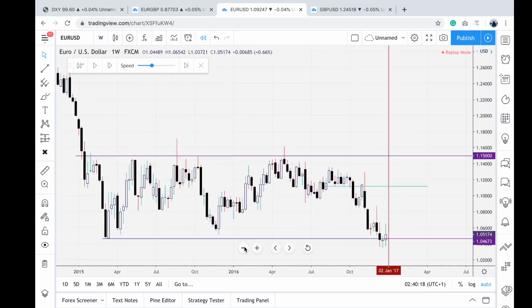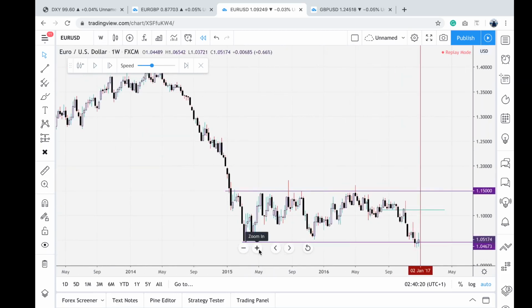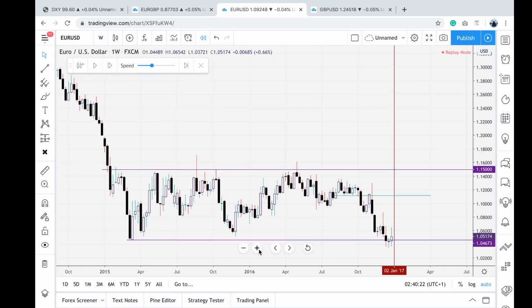Now I want you guys to pay attention to what price is doing. Oftentimes you're going to see that what the DXY does will be mirrored on Euro USD. So if you're confused about what the DXY is going to do, just check the fiber.